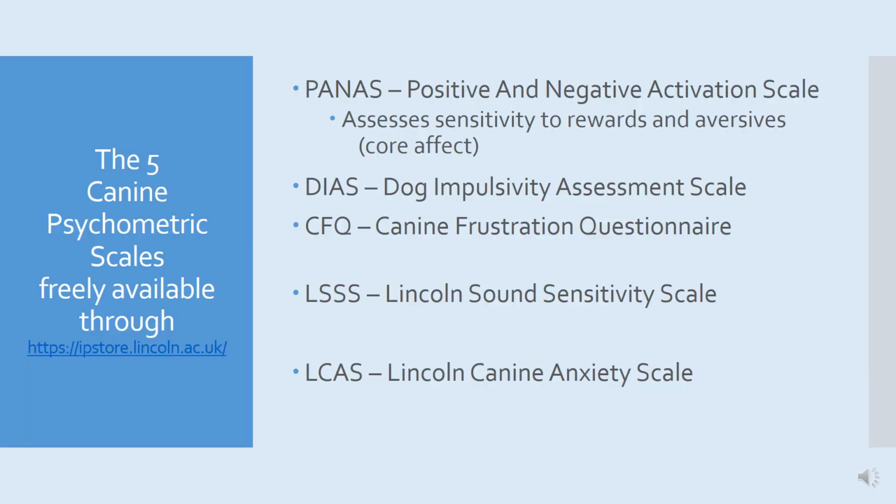There are 5 Canine psychometric scales that are freely available through https://ipstore.lincoln.ac.uk. These have all been developed at the University of Lincoln through the Animal Behaviour, Cognition and Welfare Group by various authors. And if you go to the IP store, you can find information about the individual scales and the background and the degree of validation that they've undergone. The first is called the positive and negative activation scale, and I'm going to talk briefly about each of these in turn. This basically assesses sensitivity to rewards and aversives, what's sometimes referred to as core affect.